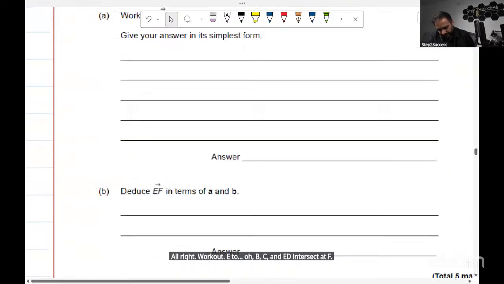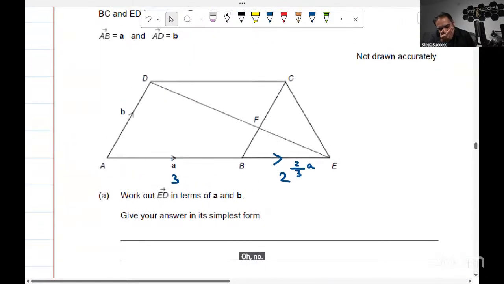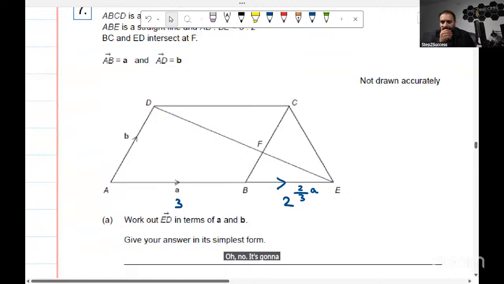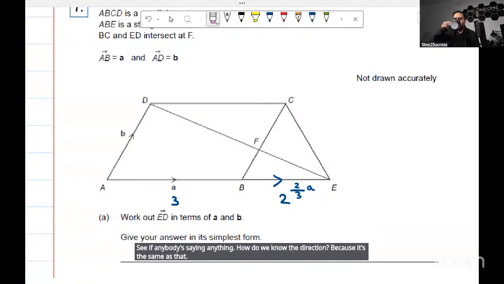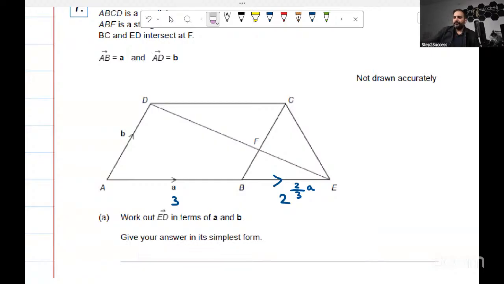Oh, no. It's going to be quite a long question, isn't it? If anybody's saying anything. How do we know the direction? Because it's the same as that. That's it. That's the answer to your question. It's the arrow.